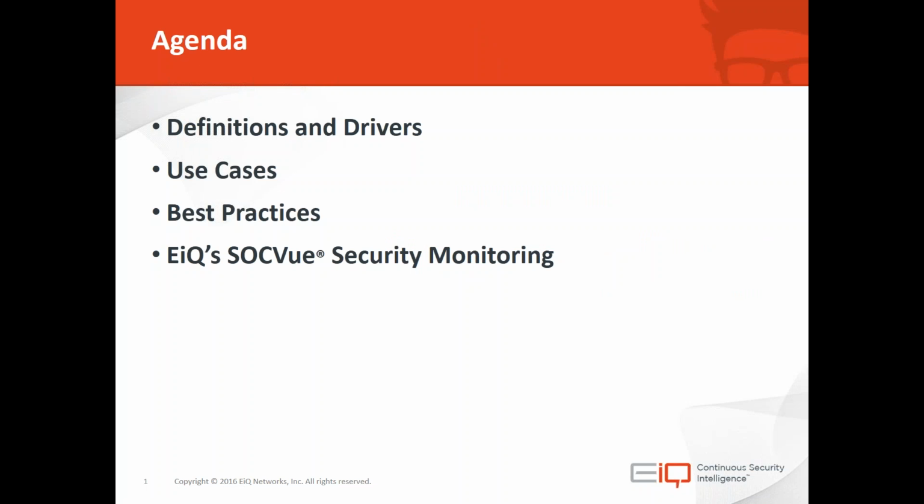So today we'll start by trying to define a couple of the biggest buzzwords in cybersecurity right now, like threat intelligence and indicators of compromise. And we'll identify a few of the drivers behind the adoption of threat intelligence. Then we'll dig into how people are actually using threat intelligence for detection, response, and prevention. We'll go over a few of the best practices if you're thinking about diving into threat intelligence. And then we'll wrap up with a look at EiQ Security Monitoring Service, talk a little bit about how we are implementing threat intelligence.